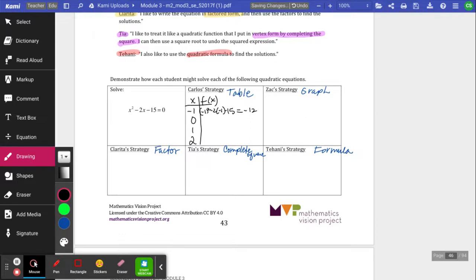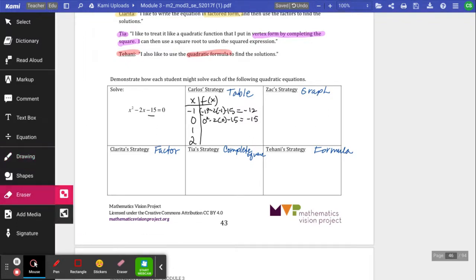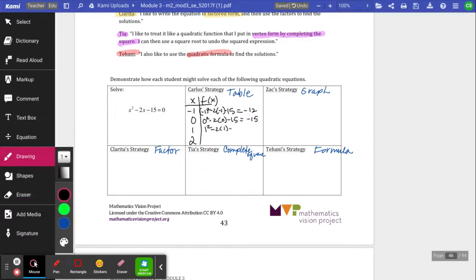If I plug in 0, I get 0 squared minus 2 times 0 minus 15. So I just get -15. I get the constant at the end. When I plug in 1, I get 1 minus 2 minus 15. So that's -16.